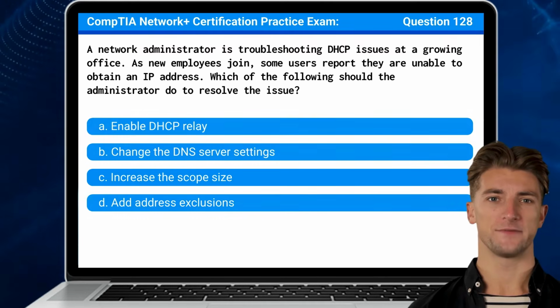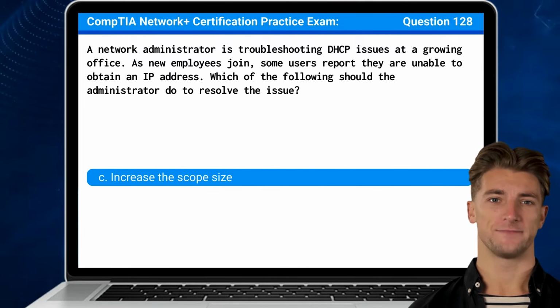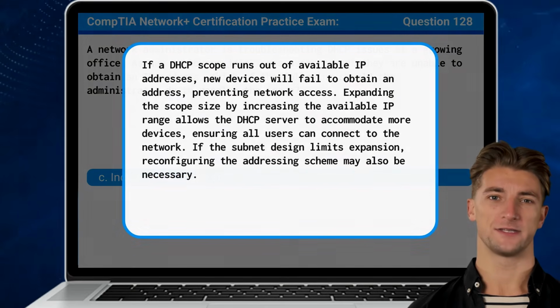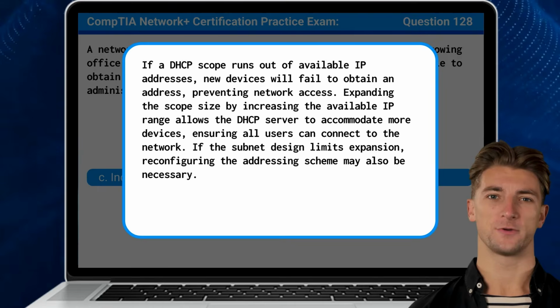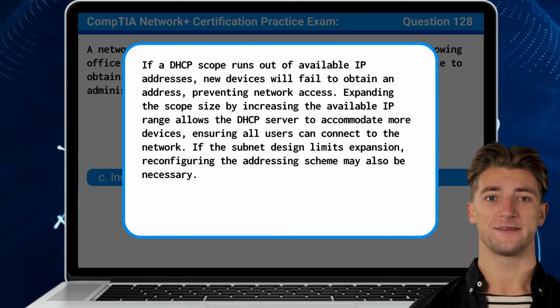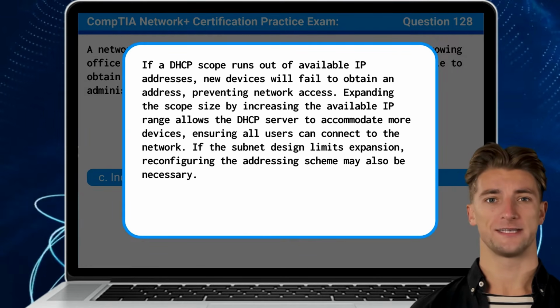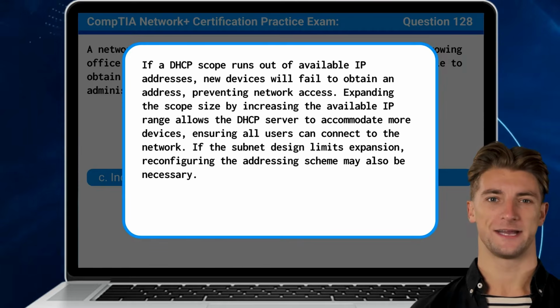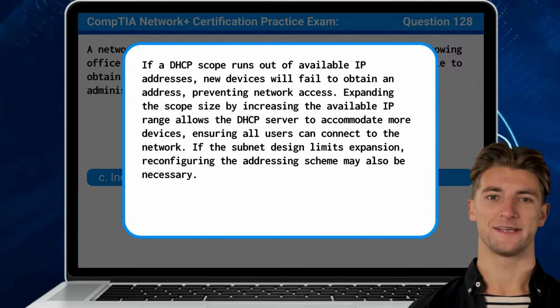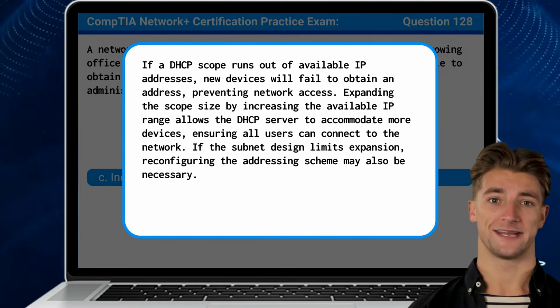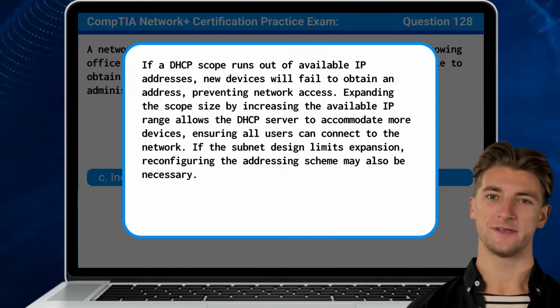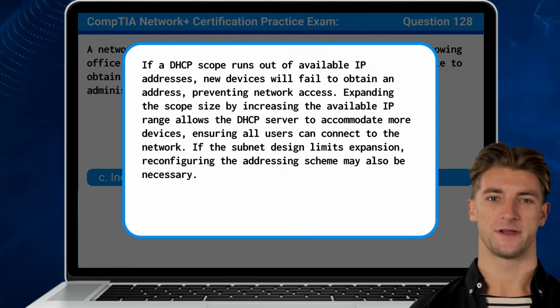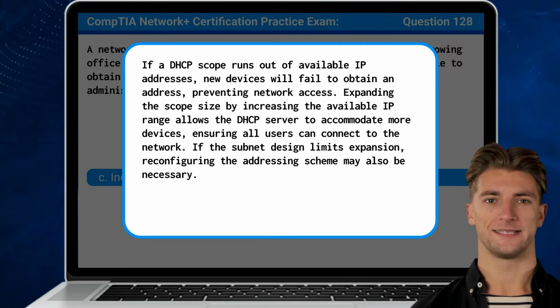The answer is C. Increase the scope size. If a DHCP scope runs out of available IP addresses, new devices will fail to obtain an address, preventing network access. Expanding the scope size by increasing the available IP range allows the DHCP server to accommodate more devices, ensuring all users can connect to the network. If the subnet design limits expansion, reconfiguring the addressing scheme may also be necessary.